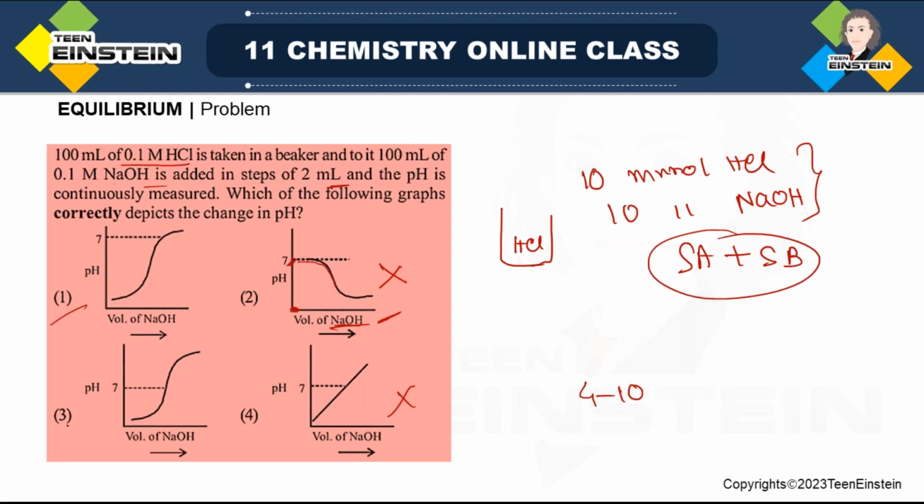Now come to 1 and 3. Among these two, which one will we choose? Here, in this steep rise zone, the middle point is around 7. But here, in this steep rise zone, the middle point is around 0 to 7, that is around 3.5. But when it is strong acid, strong base, remember 4 to 10 is the steep rise range. That means the middle point is 7. So that is why option 3 should be the correct option for strong acid, strong base. Okay.